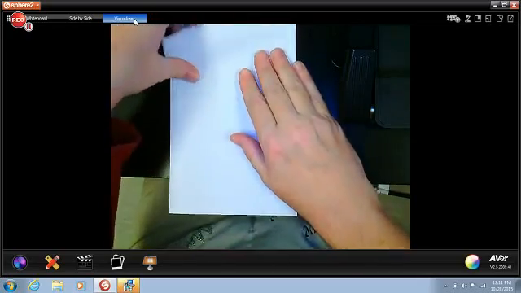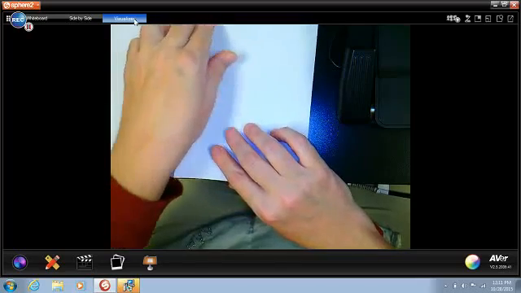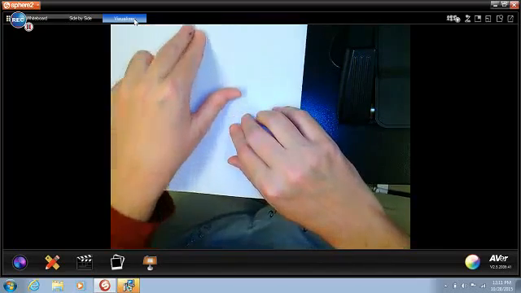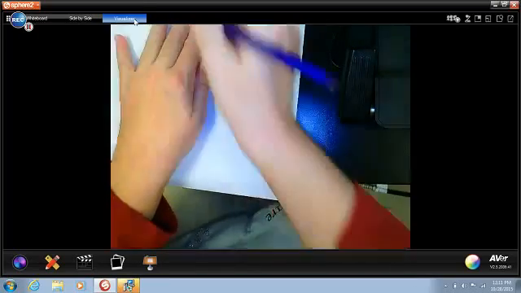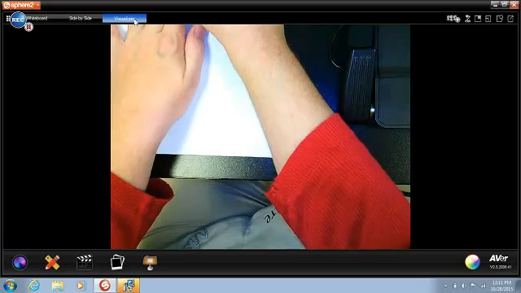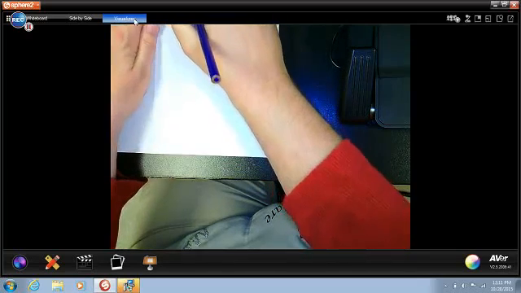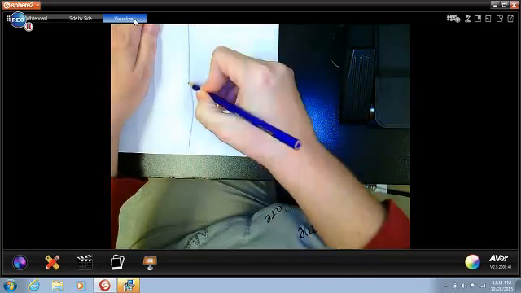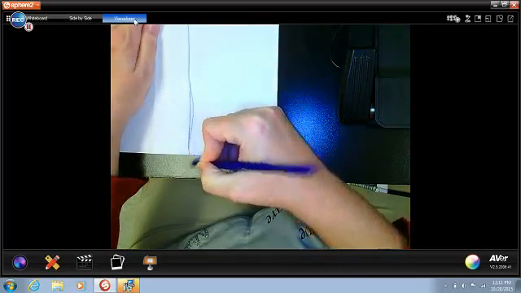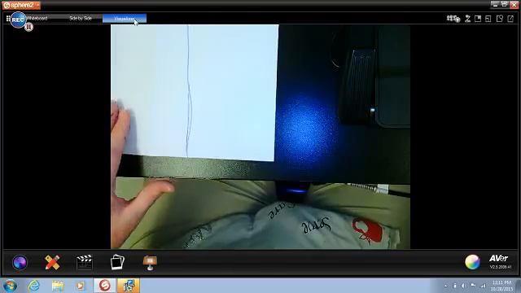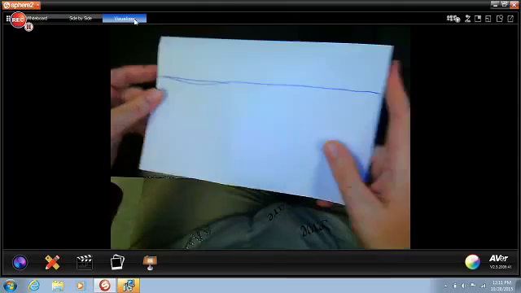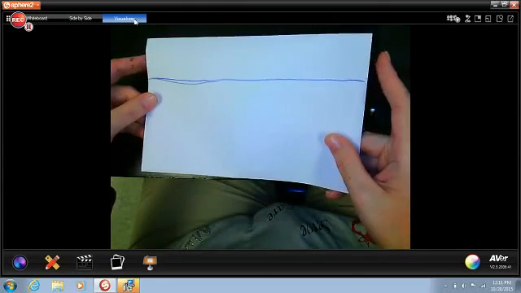Okay. So find your fold section on your paper right here. From your fold section, you want to go about an inch away from the fold and draw a line all the way down the paper. It's okay if it's not perfect. Okay, so now you can see I have my fold line right there.